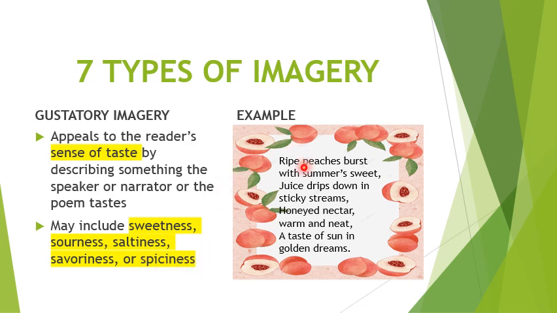For example: Ripe peaches burst with summer sweet, juice drips down in sticky streams, honeyed nectar warm and neat, a taste of sun in golden dreams.